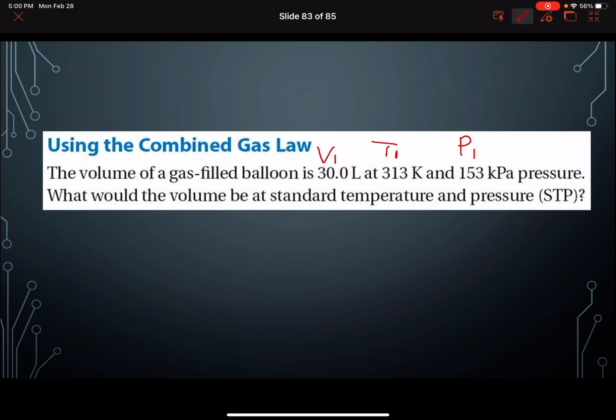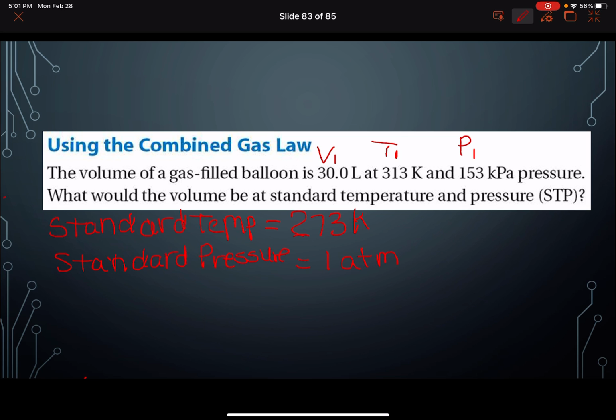So in your notes, you have to write standard temperature equals 273 Kelvin, which is equal to 0 degrees Celsius, and standard pressure is equal to 1 atm.